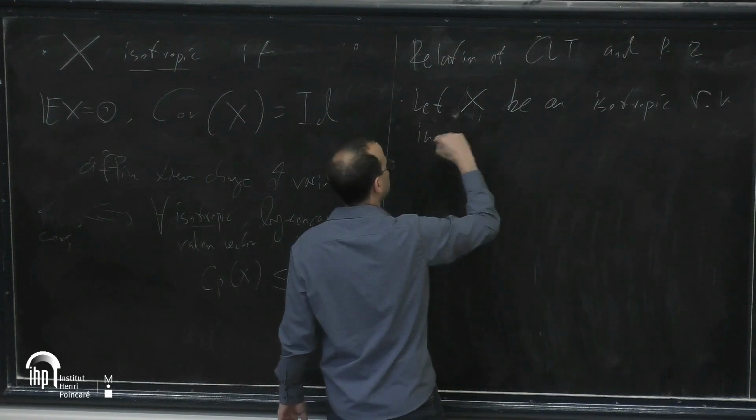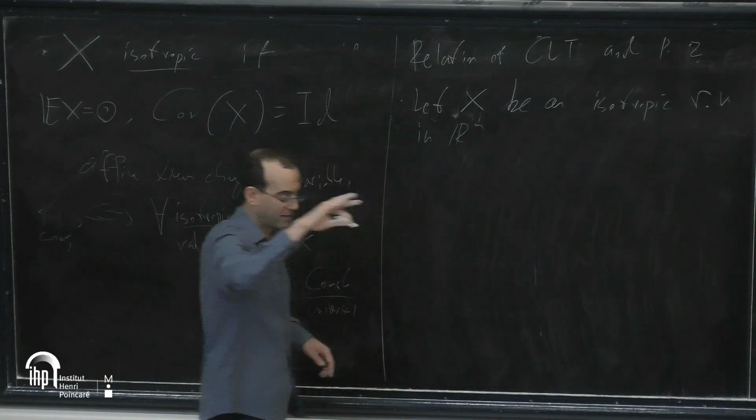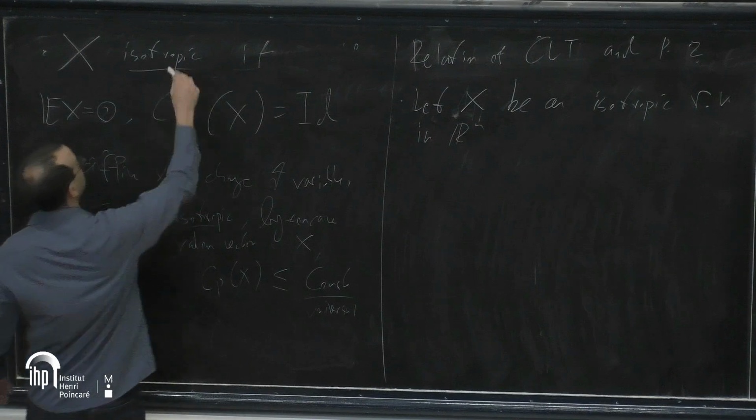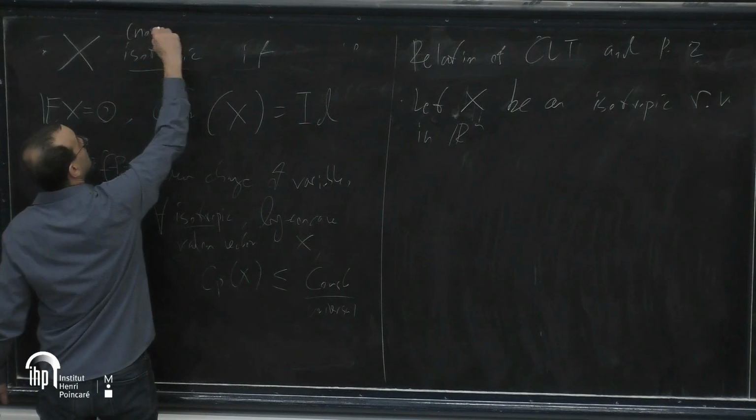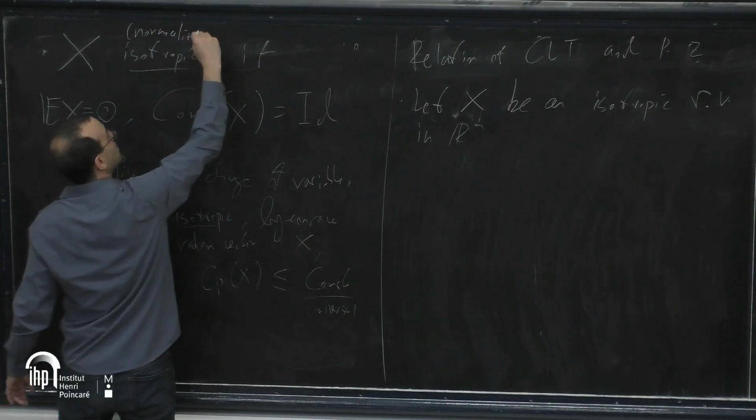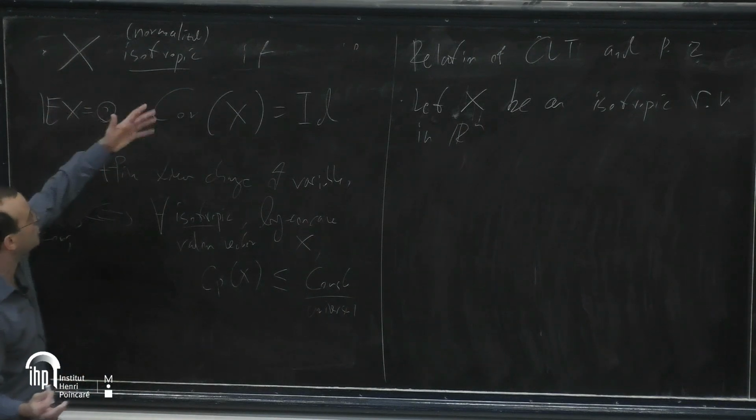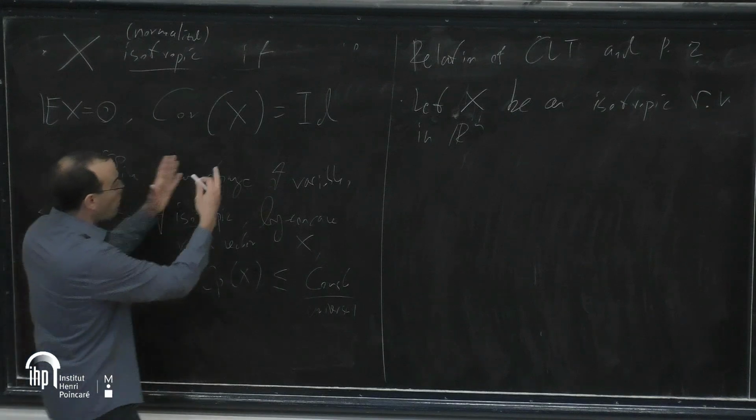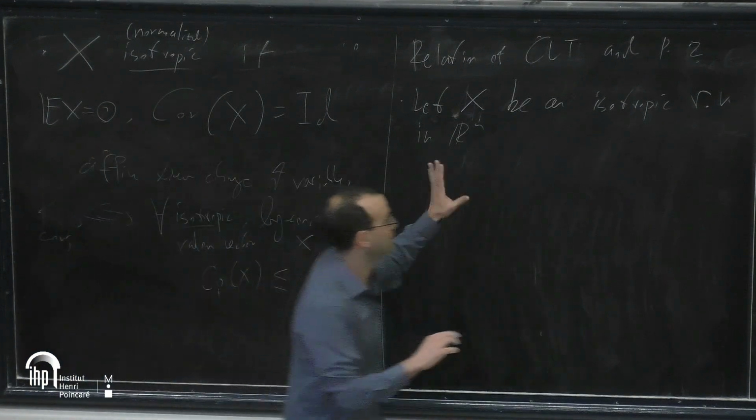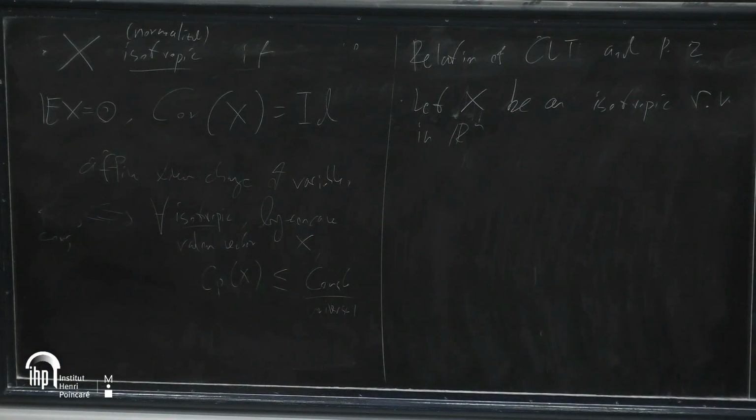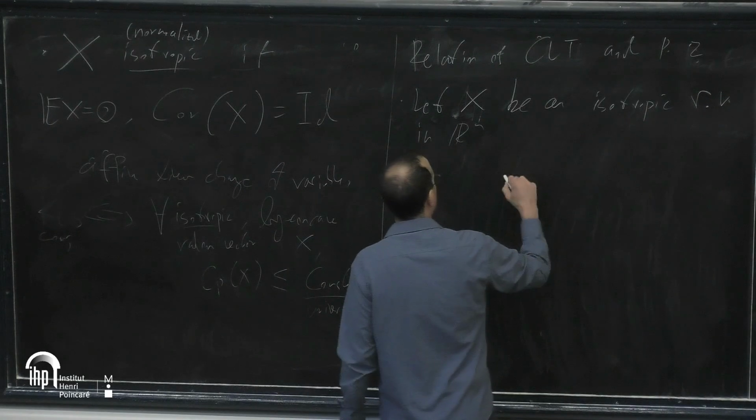So this is normalized. Isotropic means it's not spherically symmetric like in some areas of mathematics. This just means normalized. I think most of the examples that I showed you, the cube, the ball, the Gaussian, the exponential, all of them are either isotropic or up to little scaling they become isotropic. So this is a very mild condition of normalization for us. That's it. A random vector in Rn.